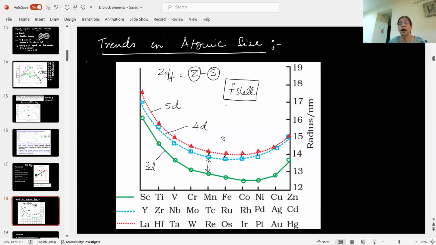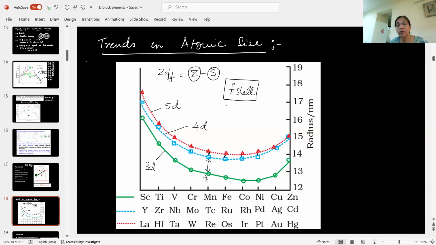So what are the trends that we see? This is the typical graph. So if I take in green, you see the 3D series. So the atomic size generally decreases from left to right. So if you see here from scandium, slowly the atomic size is decreasing. Why? Initially, the atomic size is decreasing because the number of protons are increasing in the nucleus.